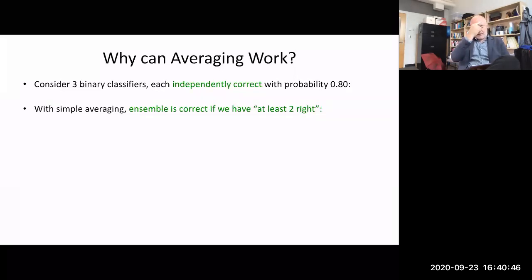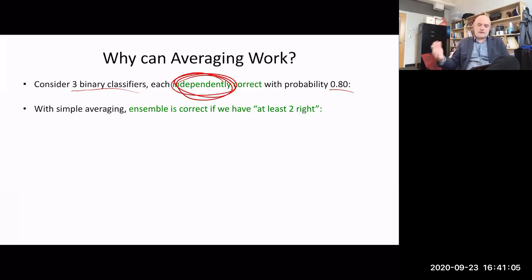So just a little digression to make it clear why or how averaging can work. If we have 3 binary classifiers, and this is the important word here, each independently correct with probability 0.8, with simple averaging, i.e. basically taking the mode or the majority vote, the ensemble classifier is correct if we have at least 2 right.